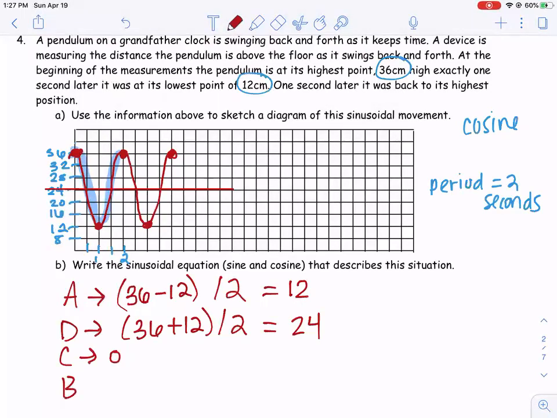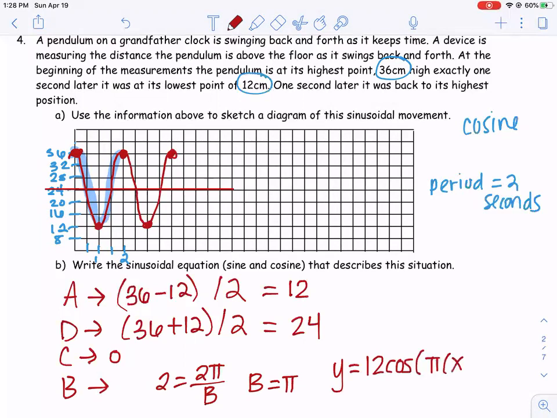And then our B value, so we've got period equals 2 seconds. So 2 equals 2 pi over B. So B is just going to equal pi. So we've got 12 cosine pi x minus nothing. So it's just pi x. And then plus 24. All right, you do them the same way when they're sine. They just start in the middle, but everything else is the same.